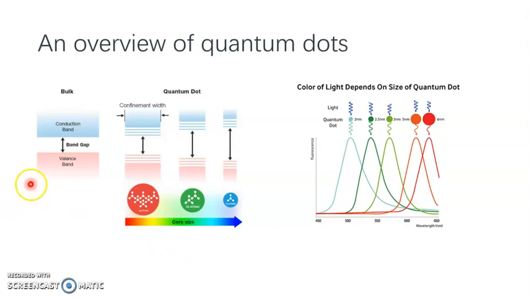A smaller size means more discrete energy levels. The first energy levels of the valence band and the conduction band decrease and increase respectively, which finally leads to the increase of the band gap. That is why the color of the emission and absorption spectra of the quantum dot depends on its size.